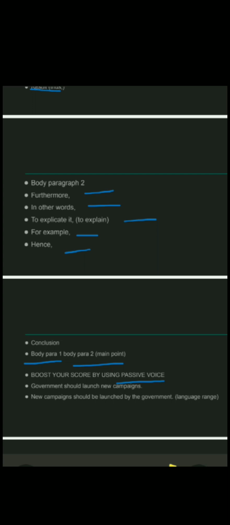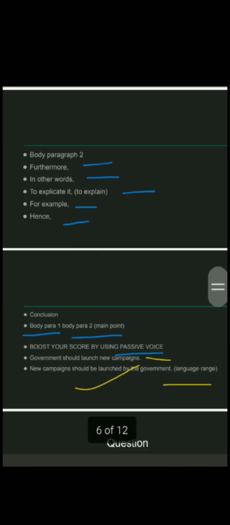Language range. An example is given here: government should launch new campaigns. If you write this same line in a different manner, for example, new campaigns should be launched by the government, it is called language range. You know how you can write one sentence in two different ways, so it will lead you to a good score.